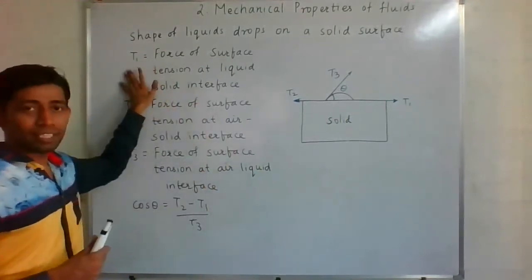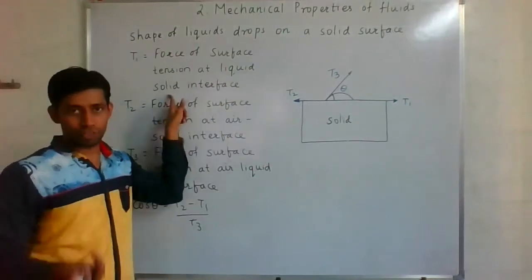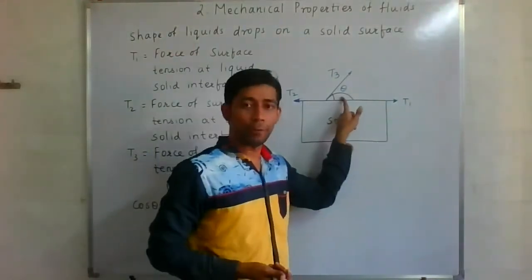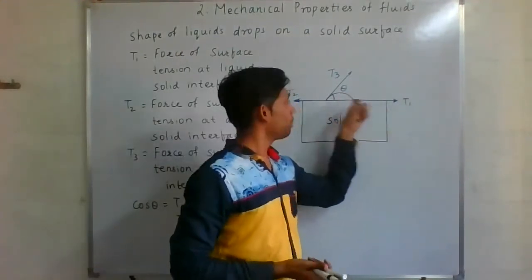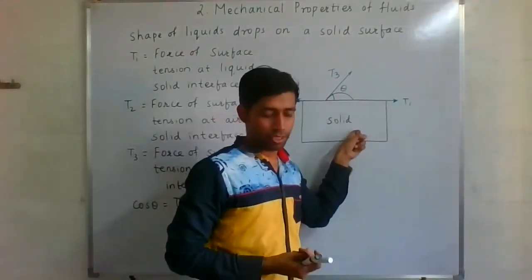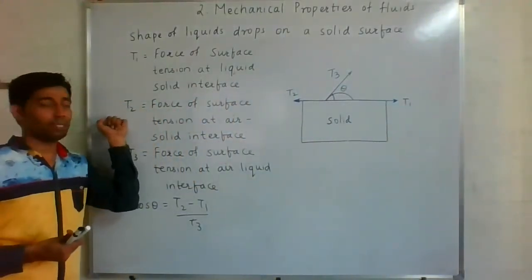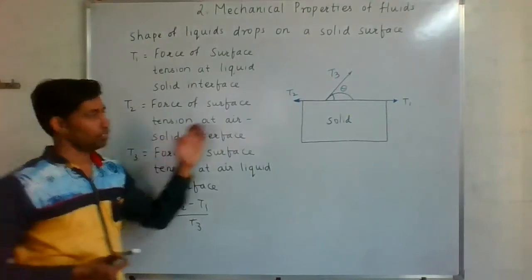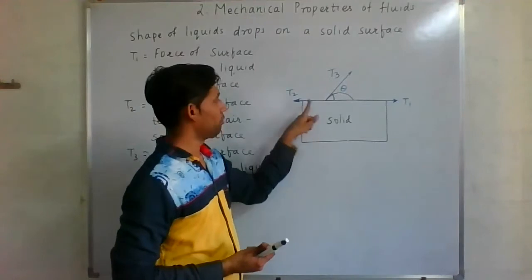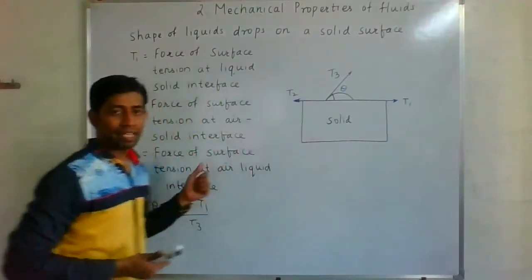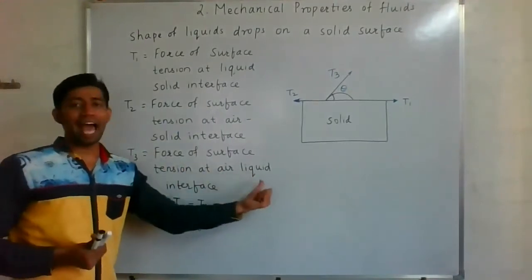So T1, it is the force of surface tension between liquid and solid, which we know. You can observe here, this is your liquid drop, this is your solid. So this is that surface tension between liquid and solid. Secondly, this is force of surface tension T2, which is between air and solid. So here we have solid, here we have air. So between these two, we have T2. And the last one, which is force of surface tension between air and liquid.